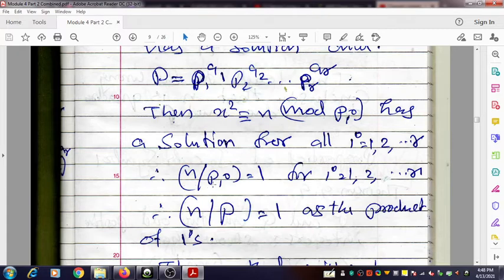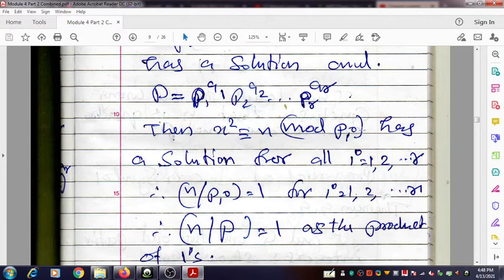Therefore, in that case, we get that solution. In that case, also, for each value of pi, the equation x square is congruent to n mod pi has a solution, because x square minus n is divisible by pi for i equal to 1, 2, 3, etc., up to r. Therefore, since it has a solution, we have n bar pi equal to 1 for all i, for i equal to 1, 2, 3, etc., up to r.